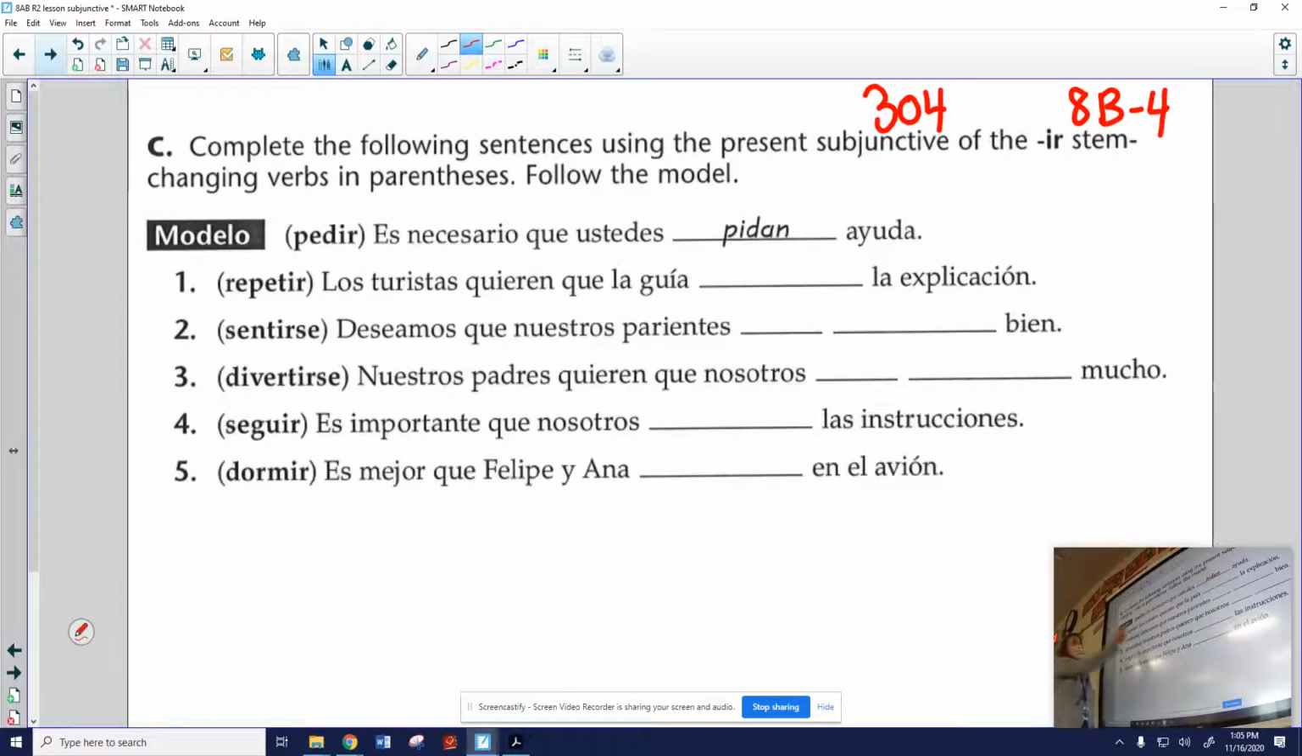So repetir is an E to I stem changer. So it's going to change E to I in all 6 forms. That's kind of irrelevant for us because the guide is just one person. We're going to use that ella form of the subjunctive of repetir. Repita.